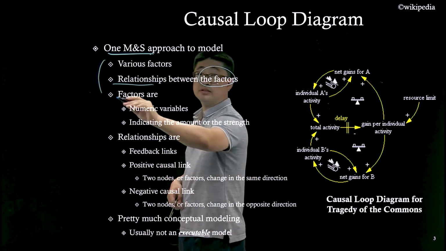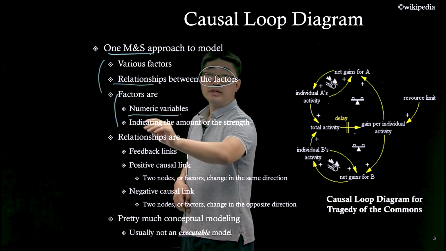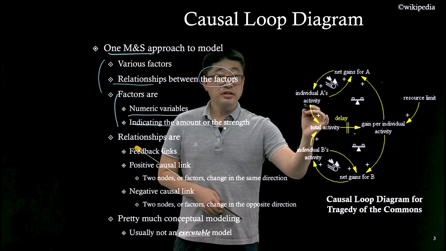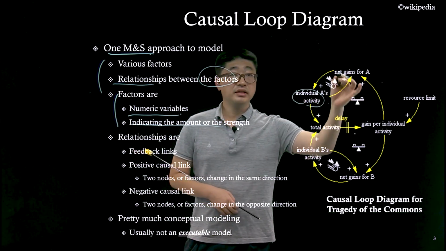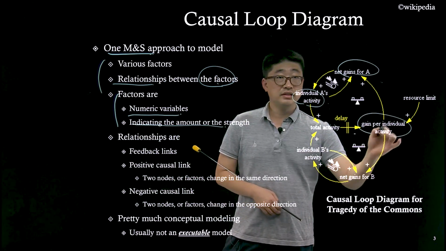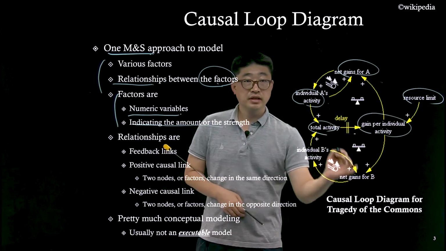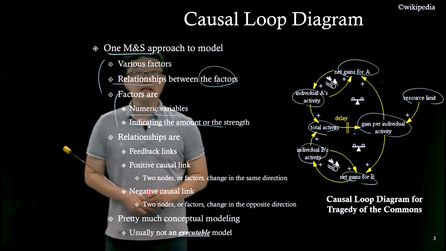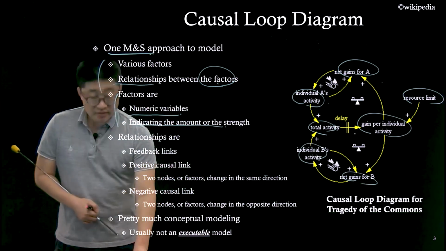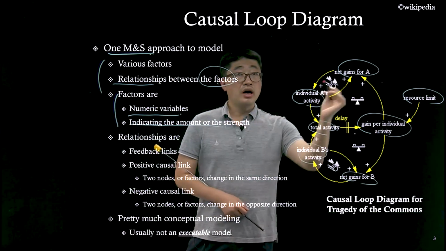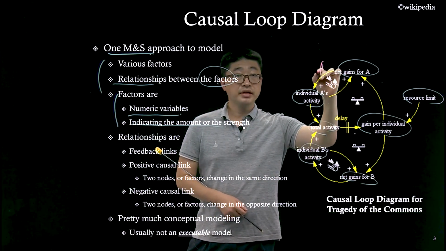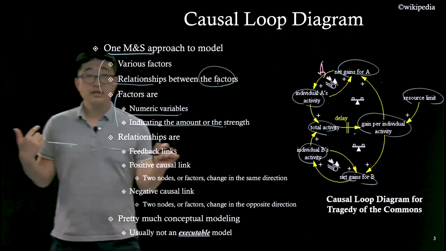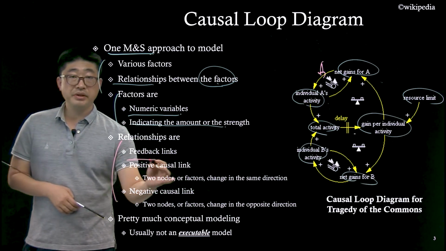Okay, these factors are numeric variables indicating the amount of strength. For example, here there are variables listed up here, and here, and here, and actually each node of these linkages, okay? These are the variables, factors, and the relationships are represented as links, here, here, here, okay? So these relationships are actually the feedback links.